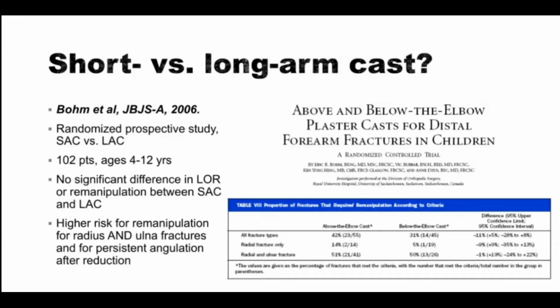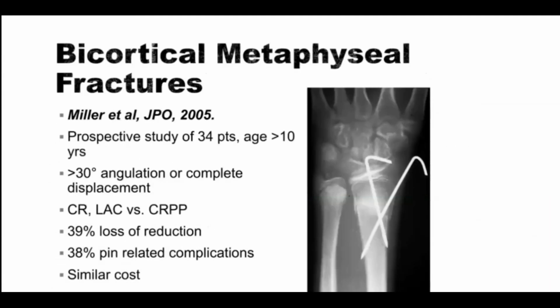And this was a paper actually done in Minnesota. No, this was not. Sorry. This is 102 patients. They, again, showed no significant difference in short arm or long arm casts in terms of manipulation, but a higher risk of remanipulation for radius and ulnar fractures and angulation after reduction. So we can get contrary results depending on what you're looking at.